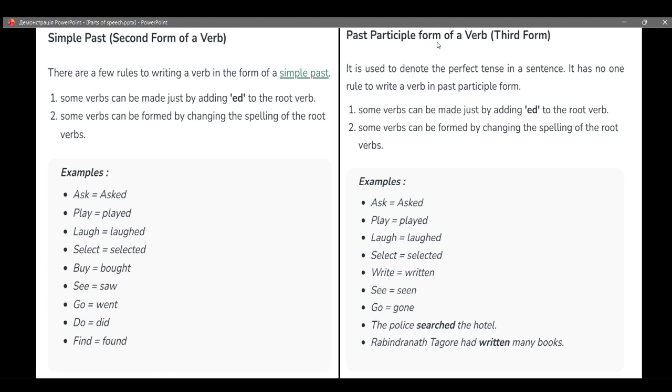Past participle form of a verb. Third form. We have here also two rules: adding -ed to the root verb and changing the spelling of the root verb. They are similar to each other, just used for two different times.